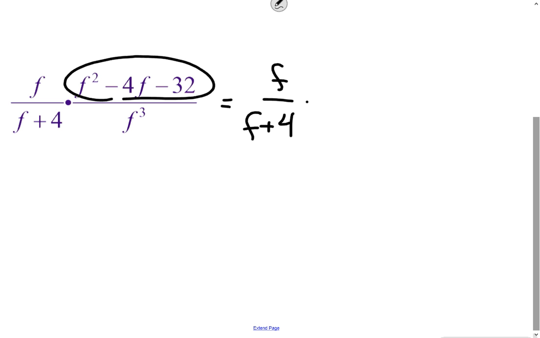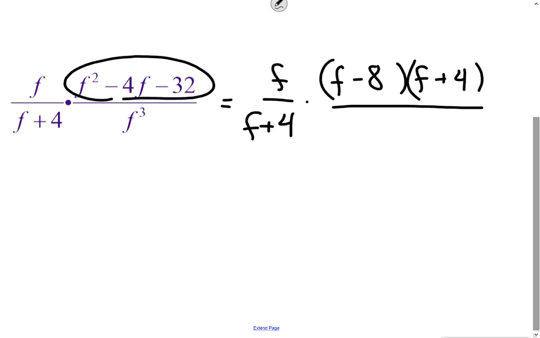But this second one, I can factor that numerator into the two binomials. So now I look at, well, this is going to have to be a minus 8, and this will have to be a plus 4. So my factors of f squared minus 4f minus 32 are there, and then this f to the third, nothing to do there. Now, I can see those factors.